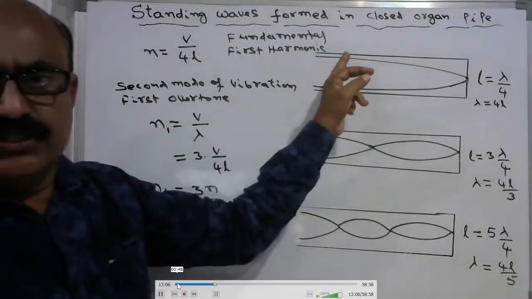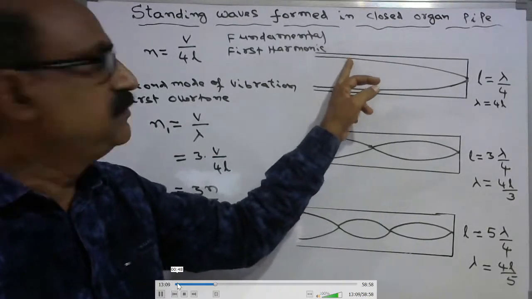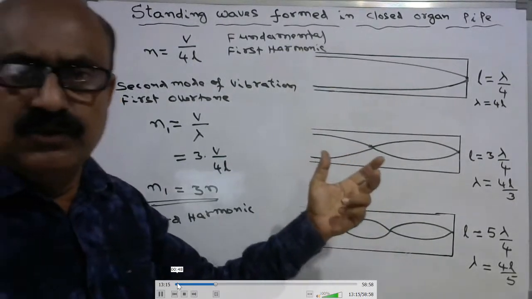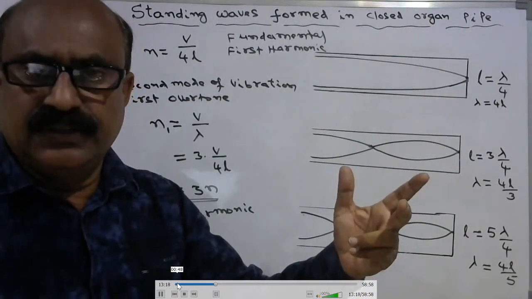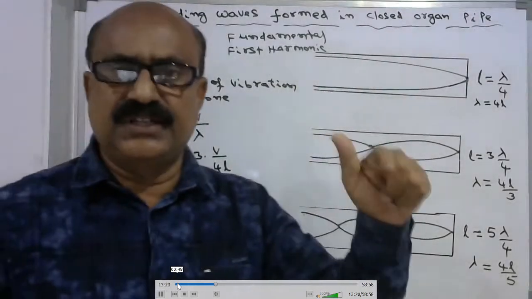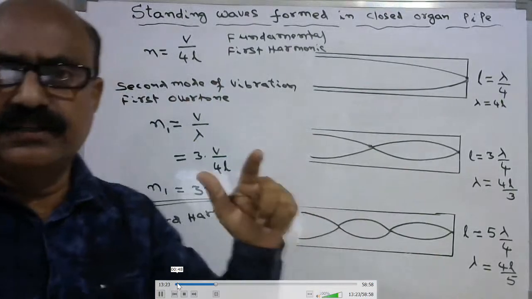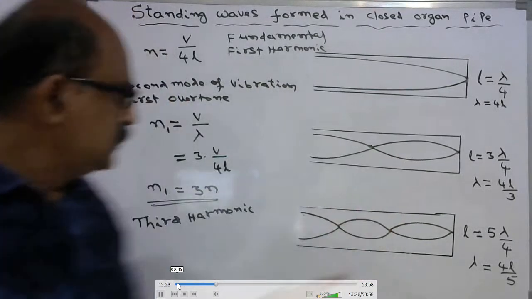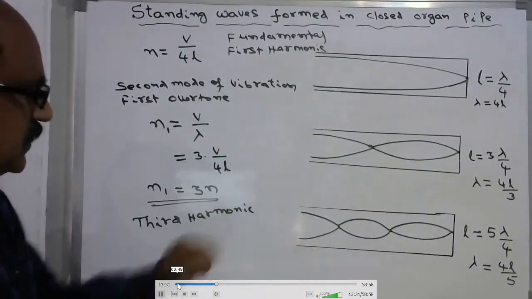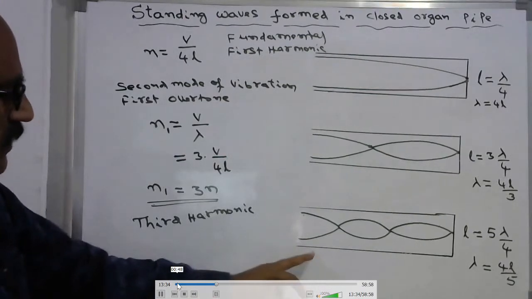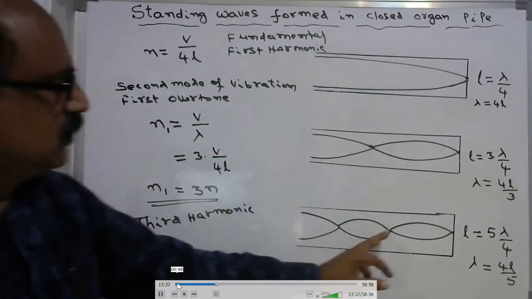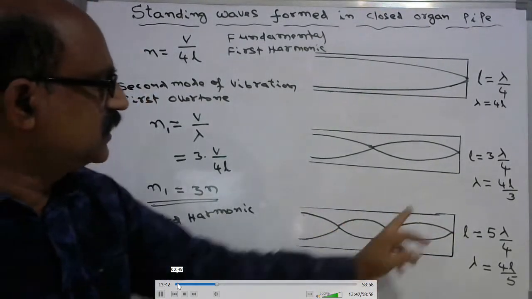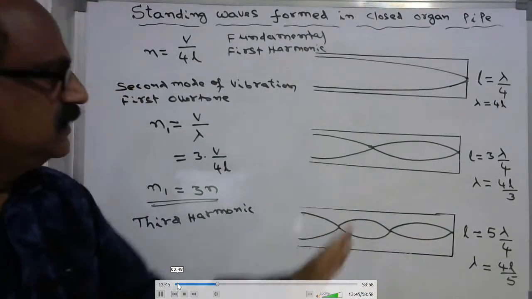In the first mode of vibration we got the first harmonic, and in the immediate next mode of vibration we get only the third harmonic. In this case, the second harmonic is absent. We cannot get the second harmonic in a closed organ pipe. Now let us see the third mode of vibration. How many nodes are there? Three nodes. And how many antinodes? 1, 2, 3. Three antinodes are there.